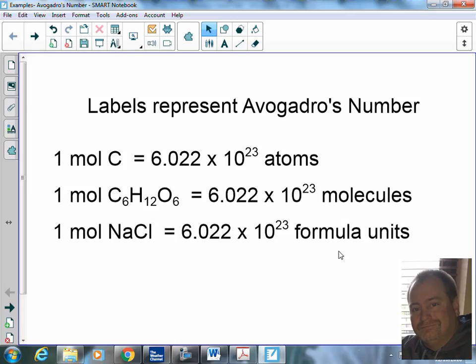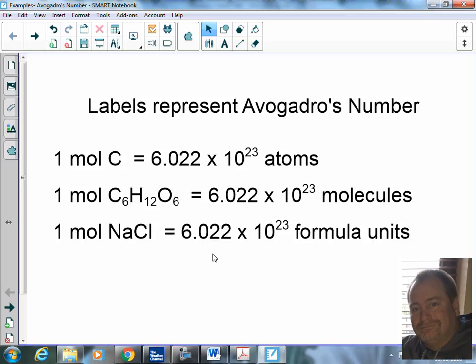And finally, why did I label this one formula units? Okay, why did I label that one formula units? Emma? It is ionically bonded. Great. Okay. But one thing to notice, whether it's a single element, whether it's covalently bonded, whether it's ionically bonded, 1 mole of any substance has Avogadro's number of particles.